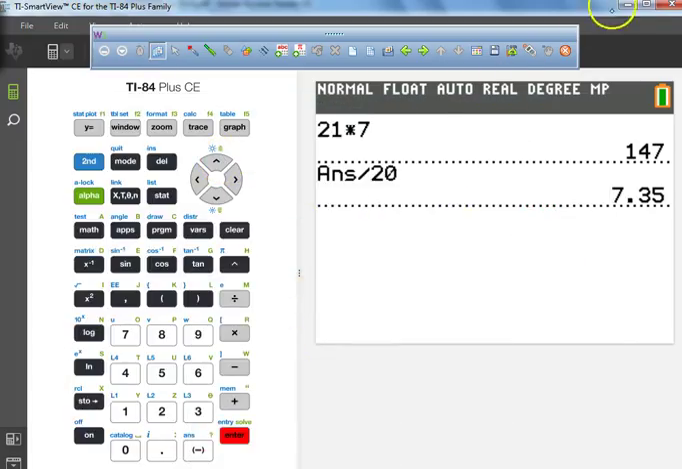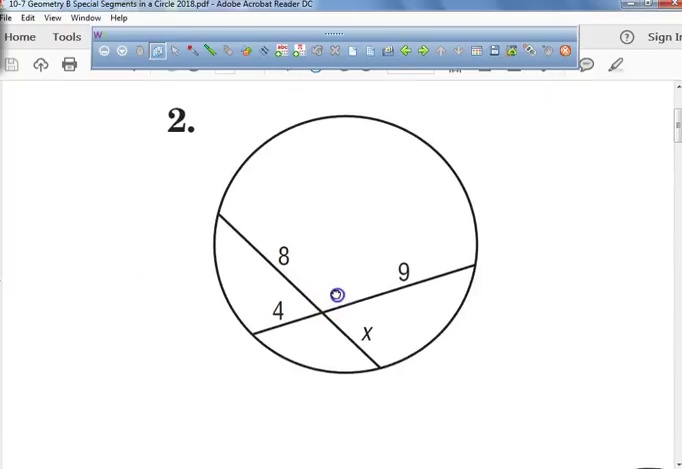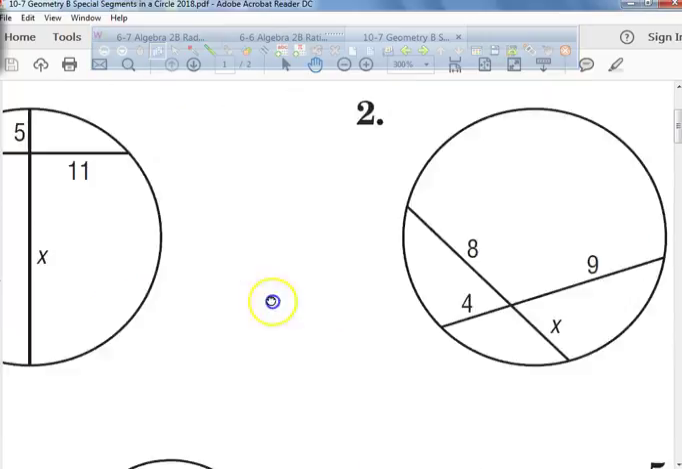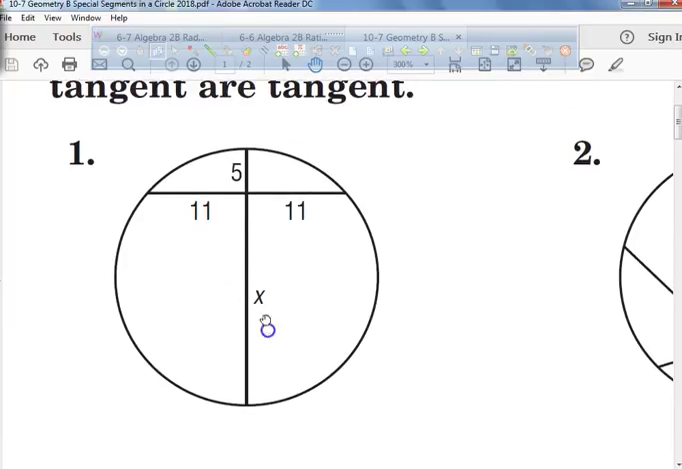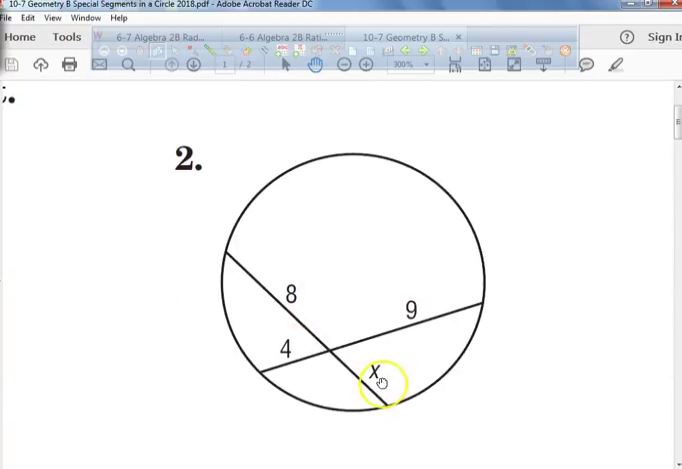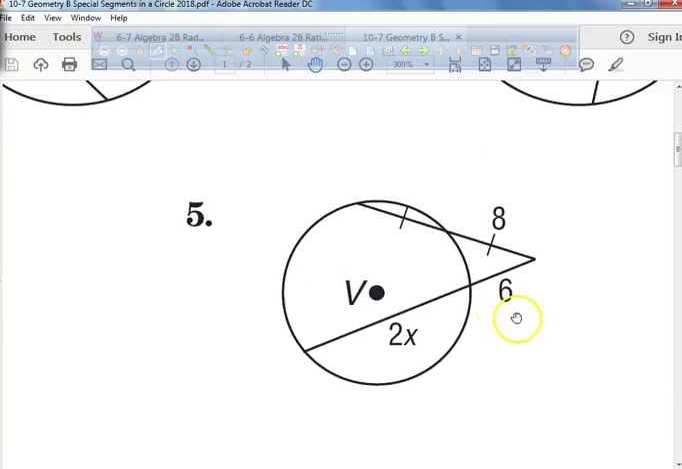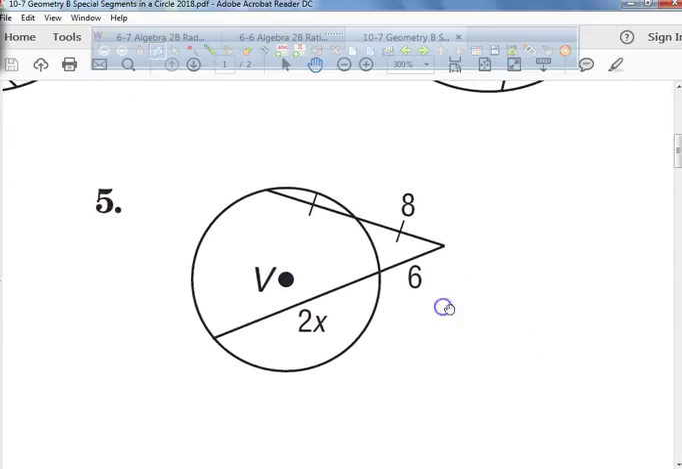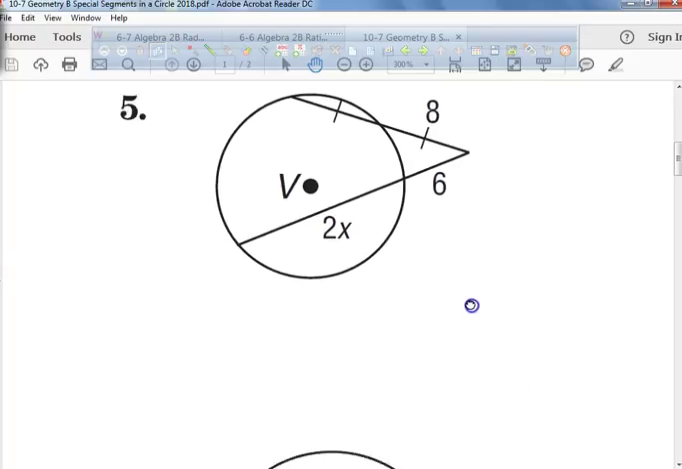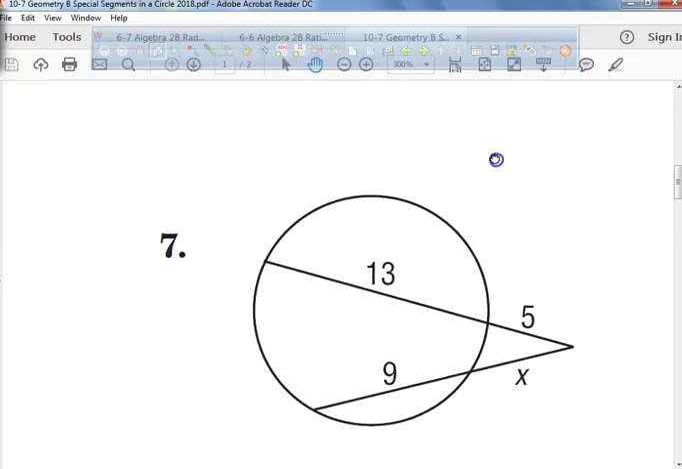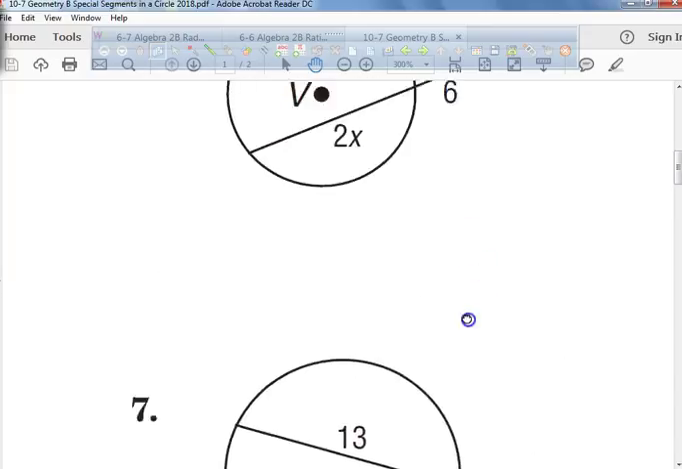All right. Now, these are easy. As far as numbers 1, 2, and 3, all you have to do is do 5 times x equals 11 times 11, and 8 times x equals 4 times 9. We did those yesterday. When we get to problems that are a little bit more difficult, we're going to go ahead and do problem number 5, and we'll do problem number 7.